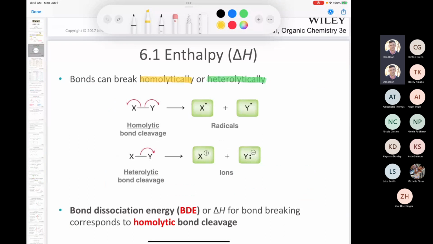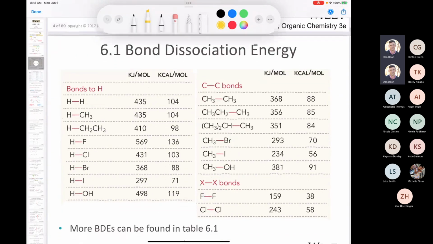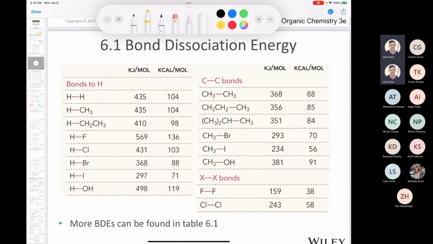Well, let's talk about these bond dissociation energies. How much energy does it take to break a bond? Look at the amount of energy that it takes to break a hydrogen bond. So this would be an H2 molecule. And if you want to break that homolytically, it would take 435 kilojoules if you had 1 mole of hydrogen.